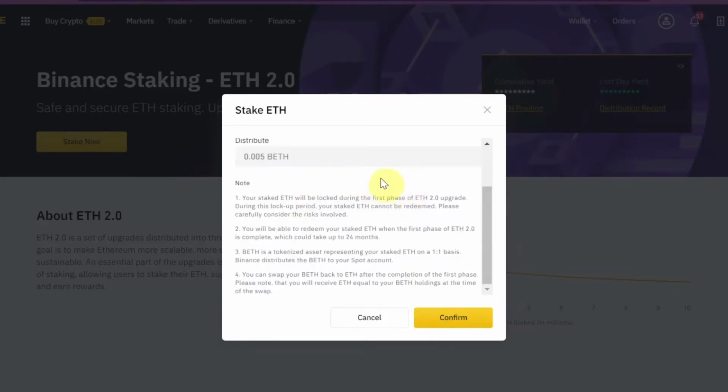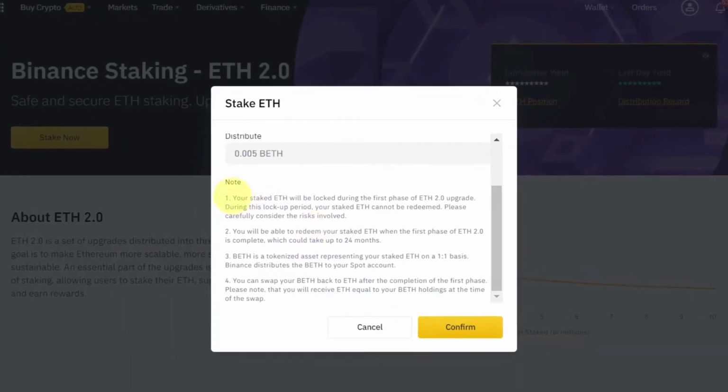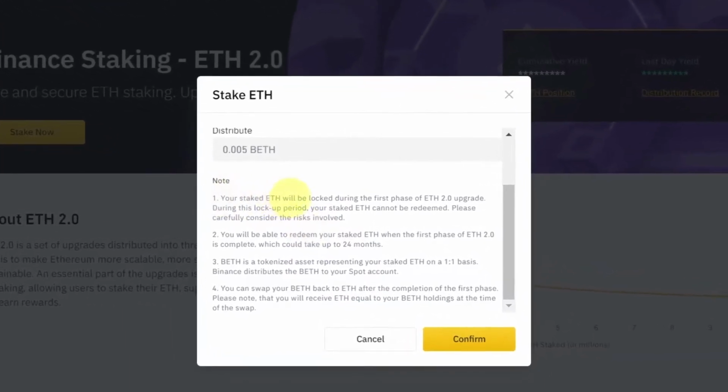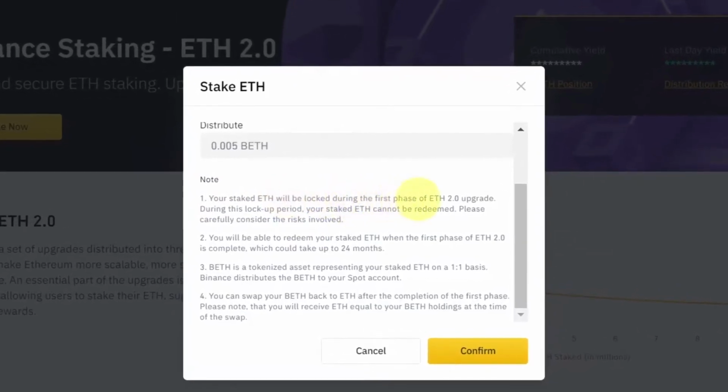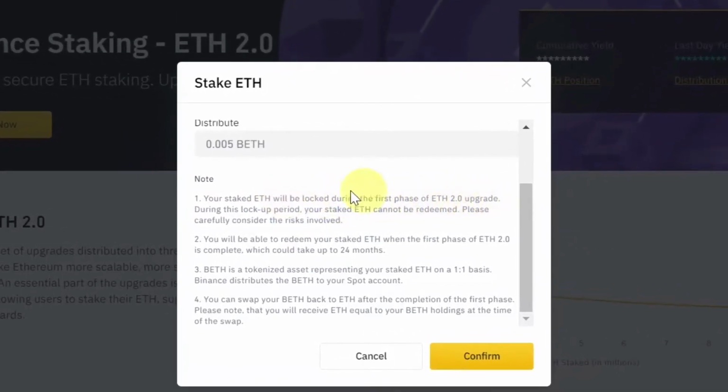And then over here we've got some very important notes that you should read. So let me read this for you and explain what it means. First of all, your staked Ethereum will be locked during the first phase of the Ethereum 2.0 upgrade. During this lockup period, your staked Ethereum cannot be redeemed. So the first note says basically what I just read, that you cannot redeem your Ethereum until the first phase of Ethereum 2.0 goes live.